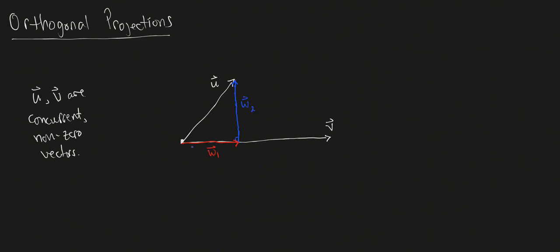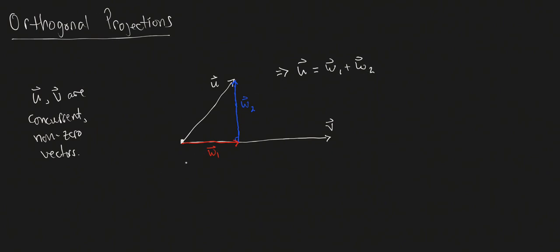So just by looking at the geometry of this, I can see that the vector u, which goes from this initial point to this terminal point, can be expressed as first going in the direction of w1 and then plus going in the direction of w2. So just by looking at the picture, we can see how I can express u as w1 plus w2. So that's pretty straightforward.